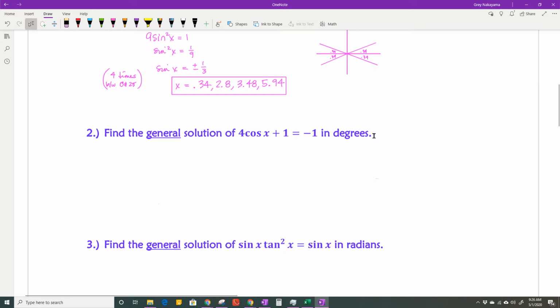Okay, same thing, we start off with, again, it's going to be in degrees. We're going to start off with 4 cosine x plus 1 equals -1. You want to isolate your trig function, so I'm going to subtract 1 from both sides. Then I'm going to divide by 4. Cosine of x equals -1/2.